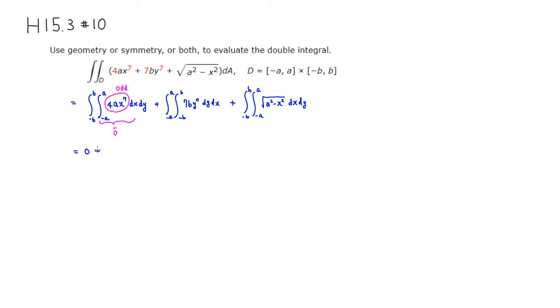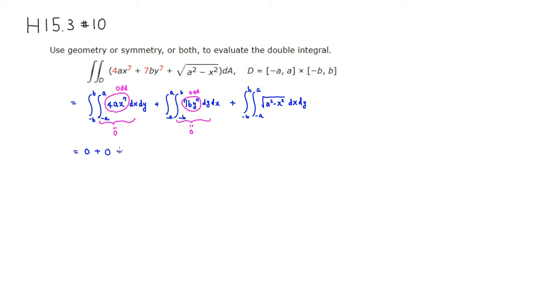How about the second integral? You can do exactly the same thing. This is again an odd function. If you integrate from negative b to positive b, the inside integral is going to be equal to 0. So the whole double integral is equal to 0.